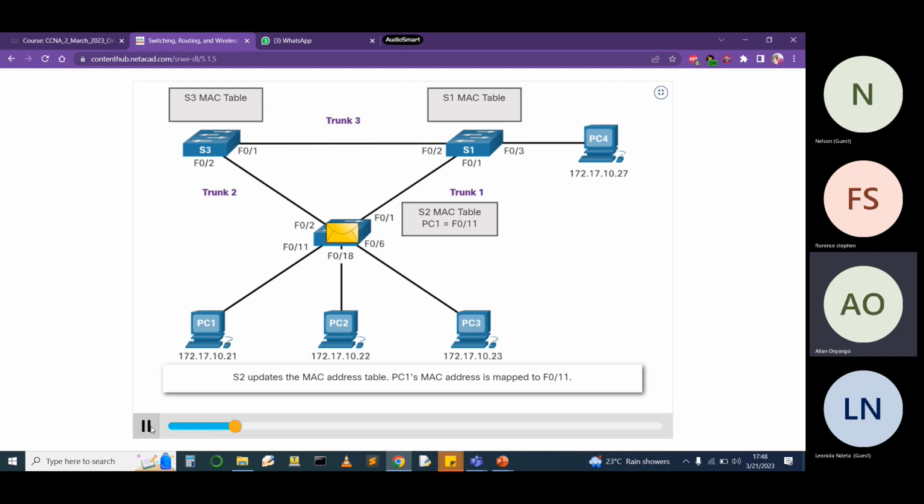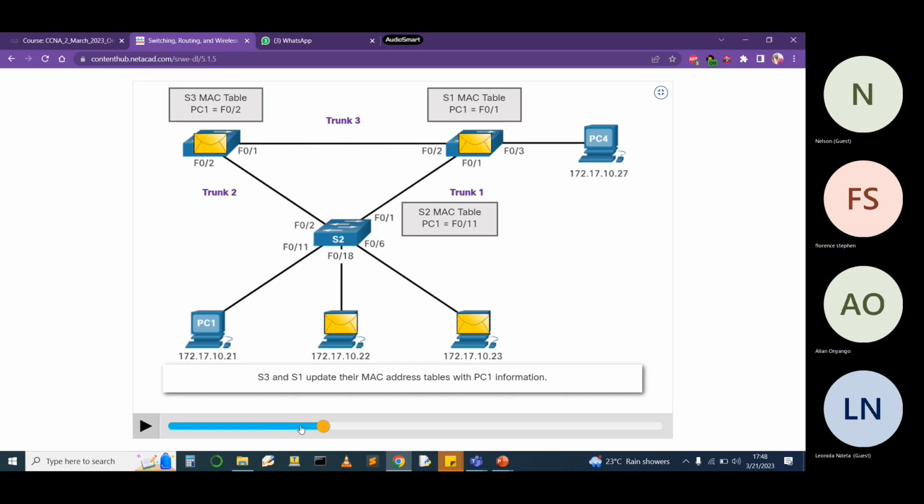And I want you to be a bit keen here. So look at that. Switch S2 is going to broadcast the frame out of all the ports except where it was received on F0/1. And you can see that is something that has already happened. All right. The next thing that we're going to be seeing here, look at this switch. This is switch S3, I suppose. Yeah.